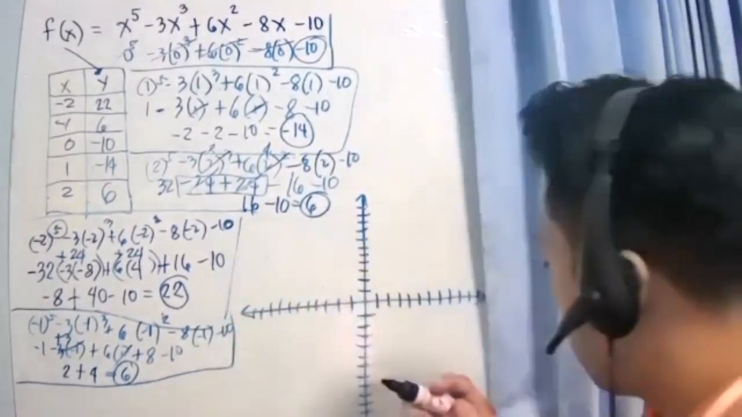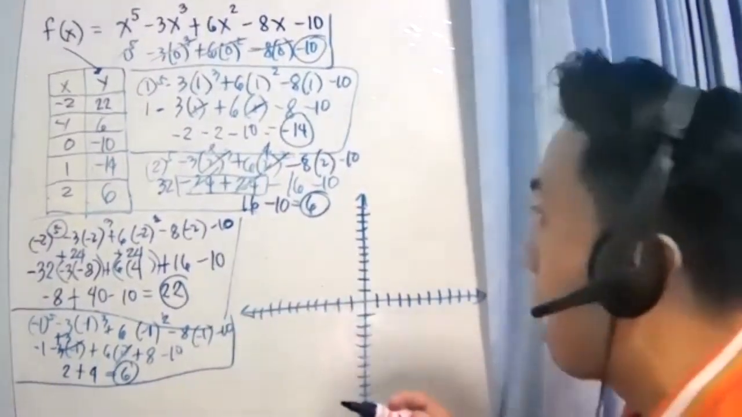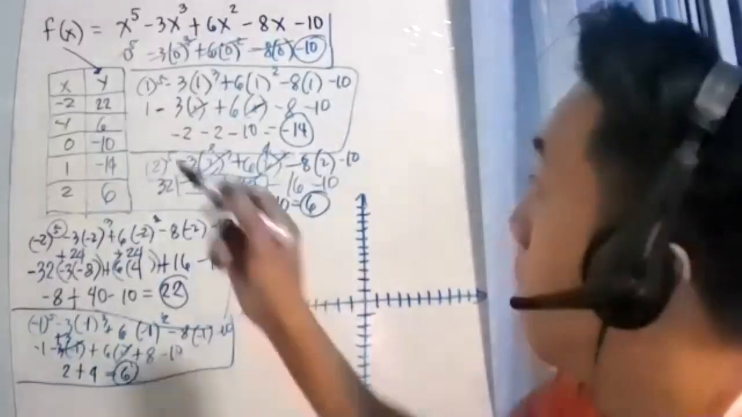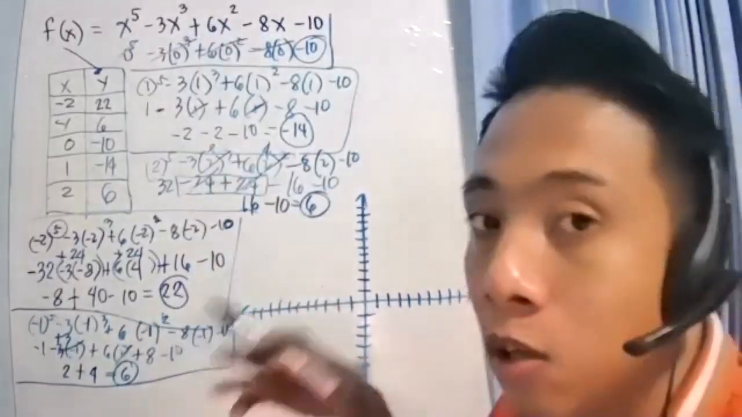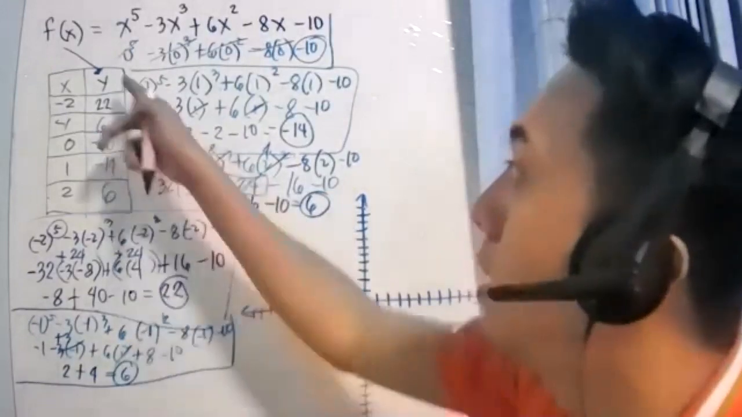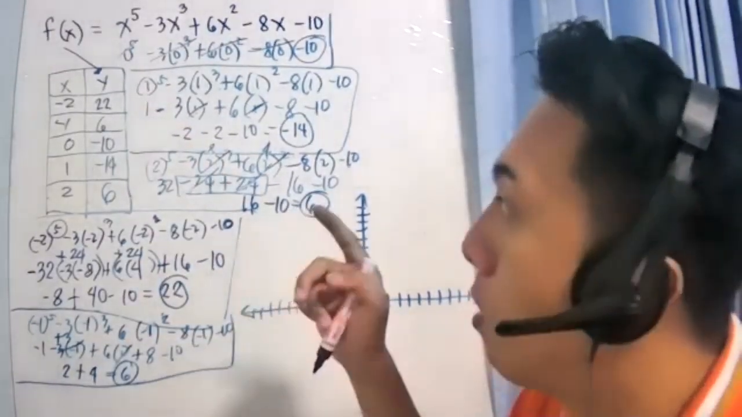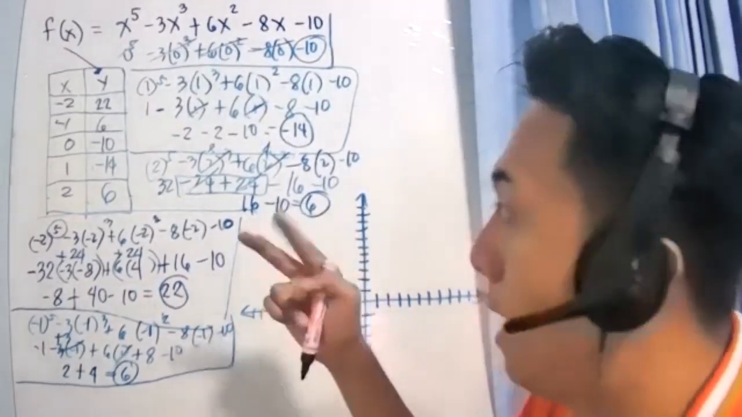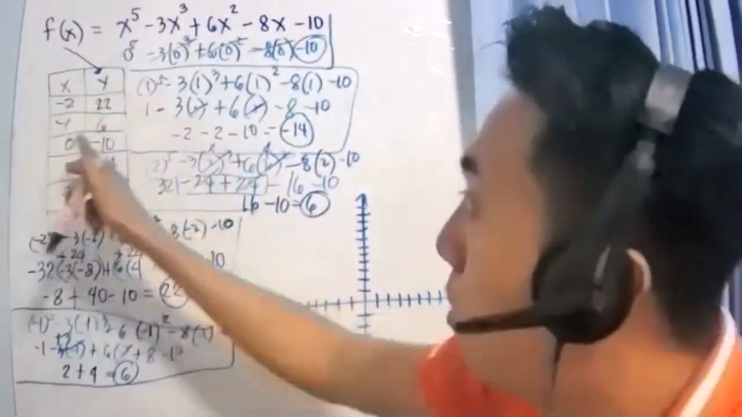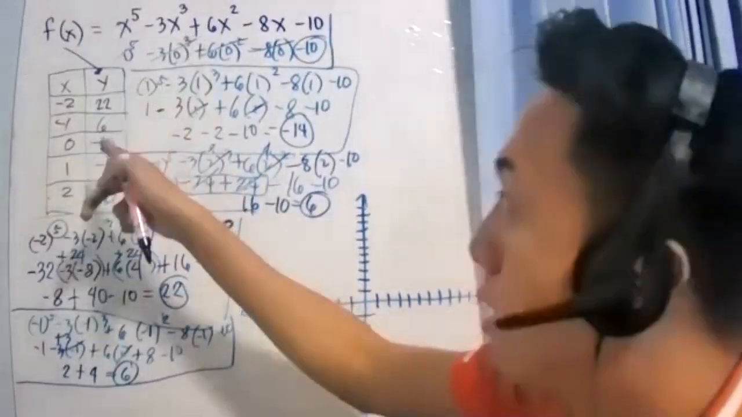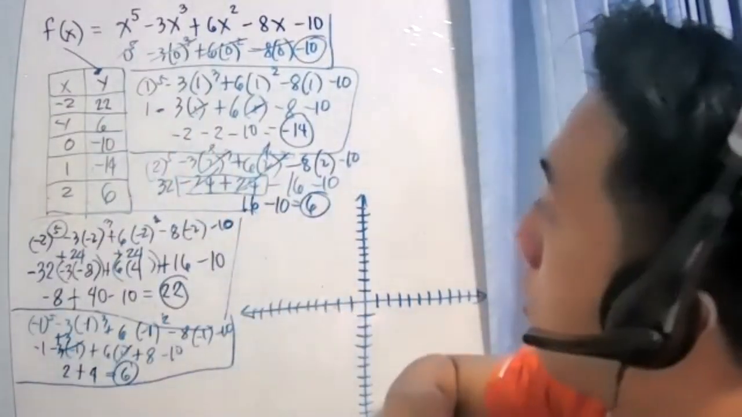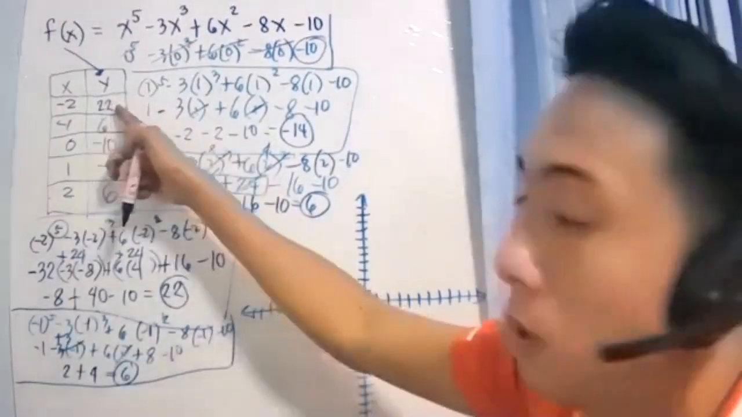Okay, so this is the secret on how to graph it properly. You need to see what is the greatest number among the y's. Okay, among the y's, or it depends, or among all the numbers in this table. Okay, so here our greatest number is 22.